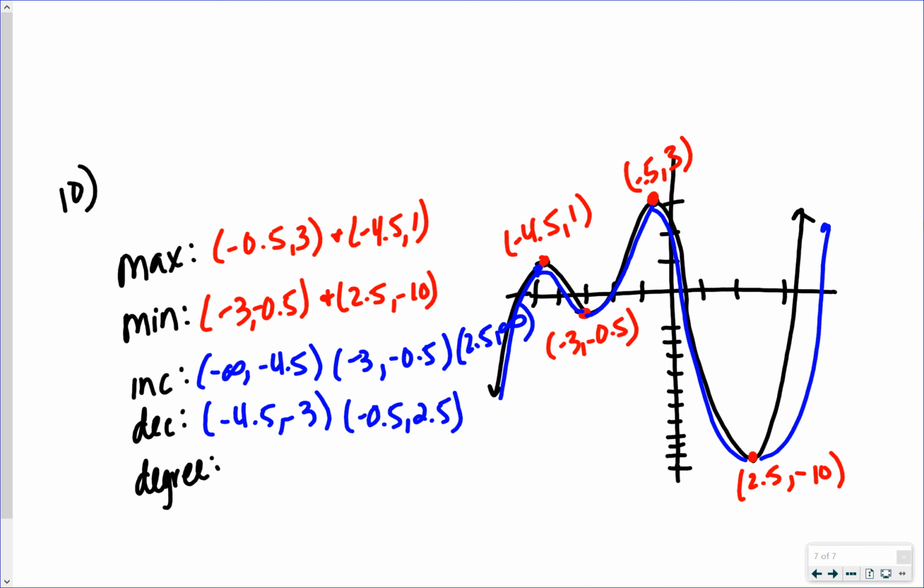And my possible degree is based off my turns. I have 1 turn, 2 turns, 3 turns, 4 turns. My degree is 1 more, so the degree could be a 5. It's number 10.